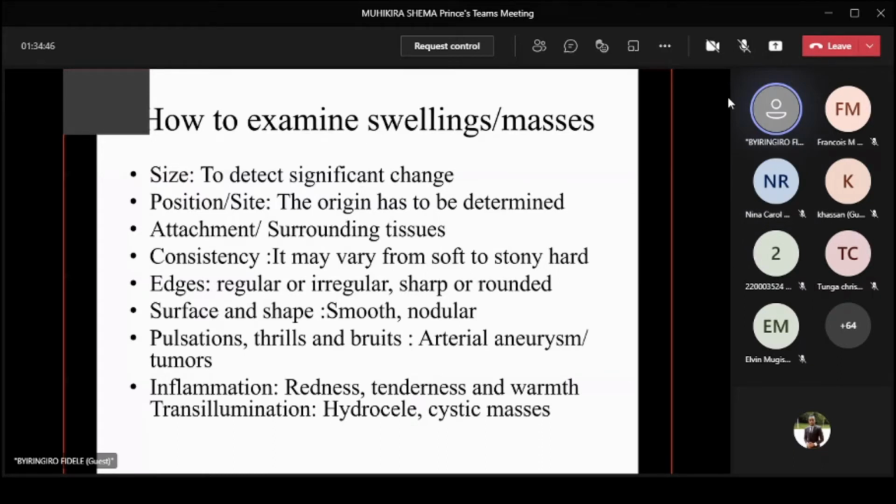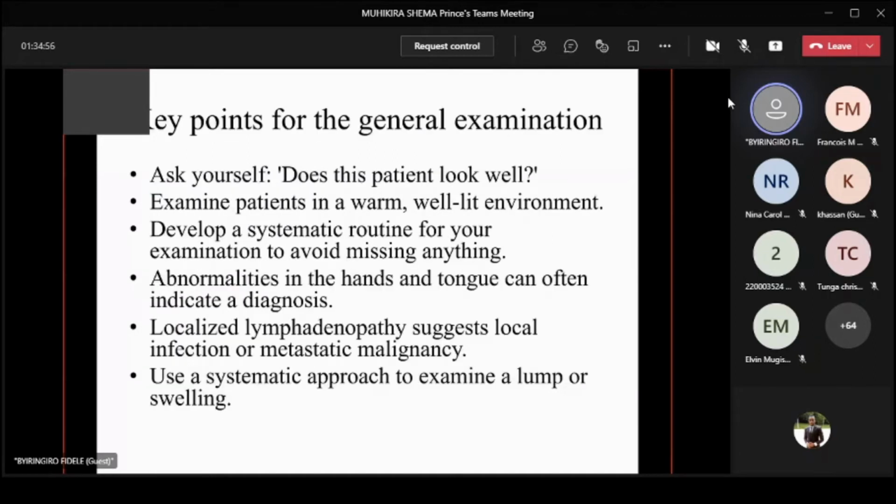So the key points in examining, for the general examination: ask yourself, does this patient look well? Examine patients in a warm, well-lit environment. Develop a systematic routine for your examination to avoid missing anything. Abnormalities in the hands and tongue can often indicate a diagnosis. Localized lymphadenopathies could suggest local or metastatic diseases, and always use a systematic approach to examine a lump or a swelling.